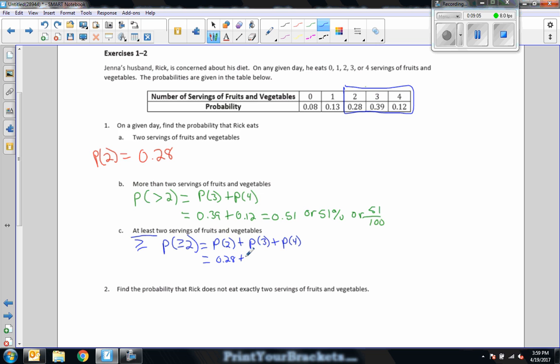0.28 plus 0.39 plus 0.12, which equals 8 plus 9 is 17, plus 2 is 19, carry the 1, 2 plus 3 is 5, plus 1 is 6, plus the carry is 7. So that's it, 79, 0.79, or 79 over 100, 79 hundredths, or 79%.